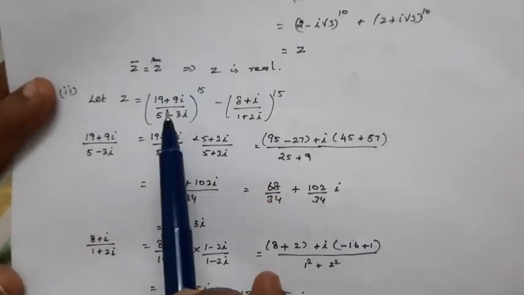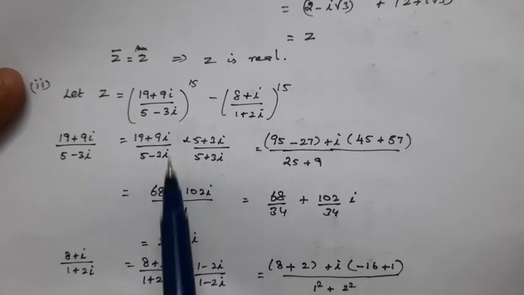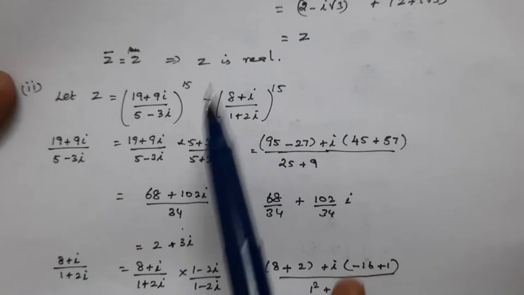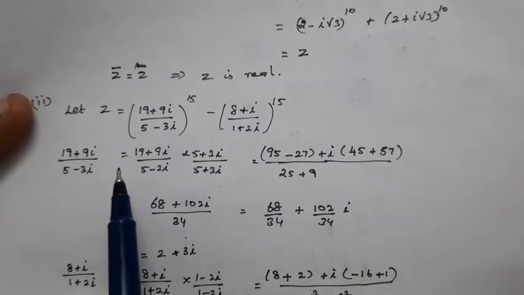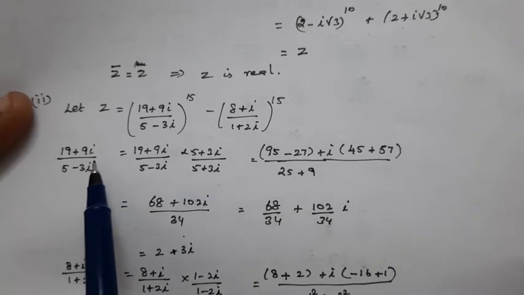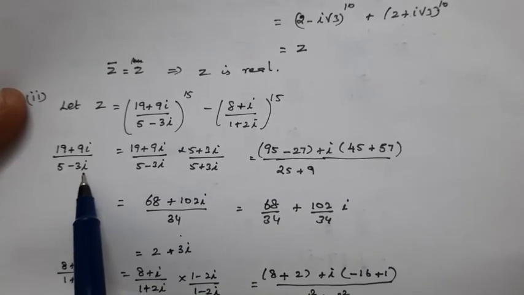Not like the previous one, this is not in the proper standard form. So let us convert each bracket into the standard form first, then apply the properties. So (19 + 9i)/(5 - 3i). How will you convert it into standard form? By multiplying and dividing by the conjugate of the denominator.